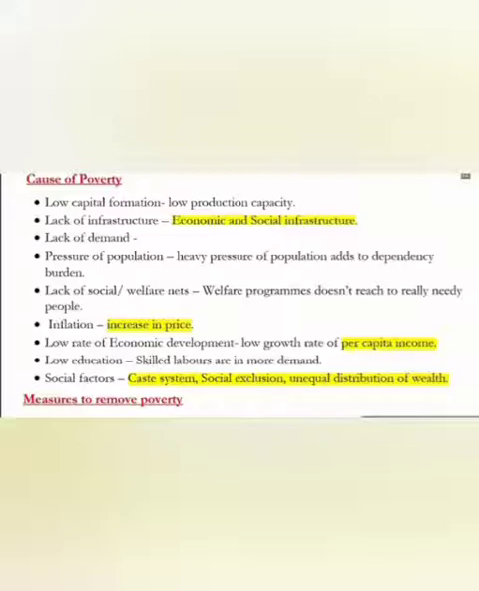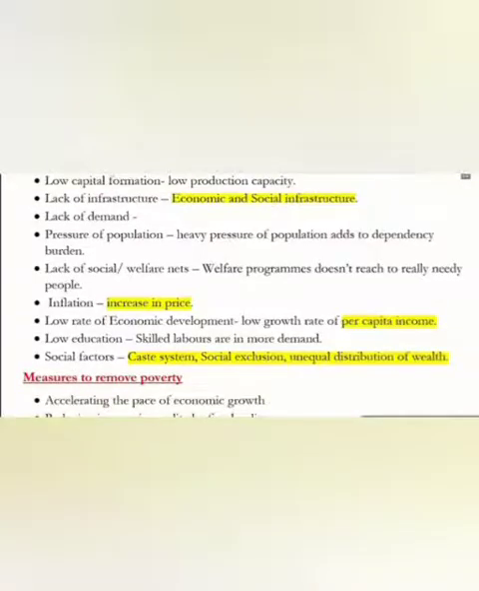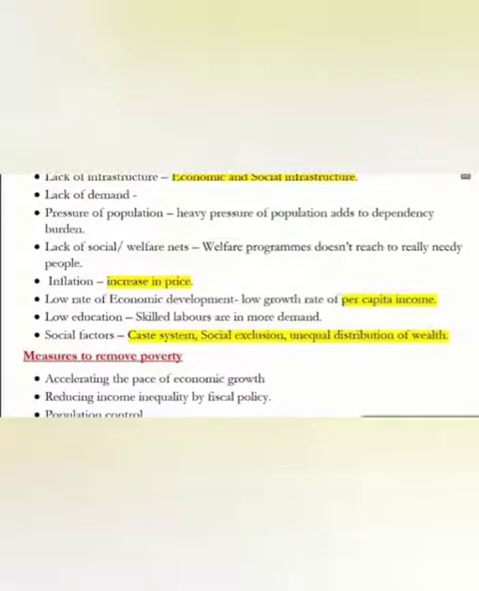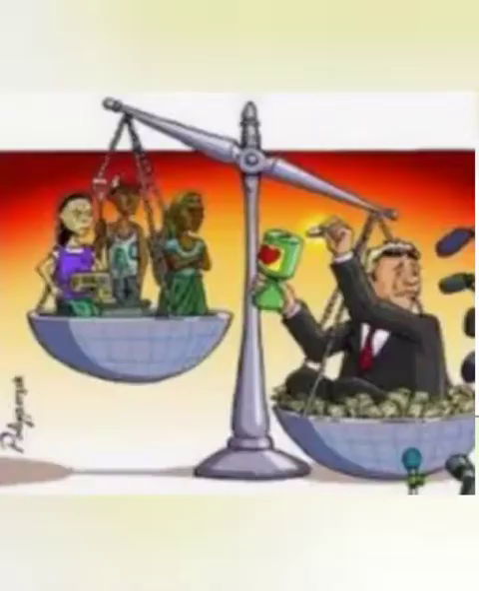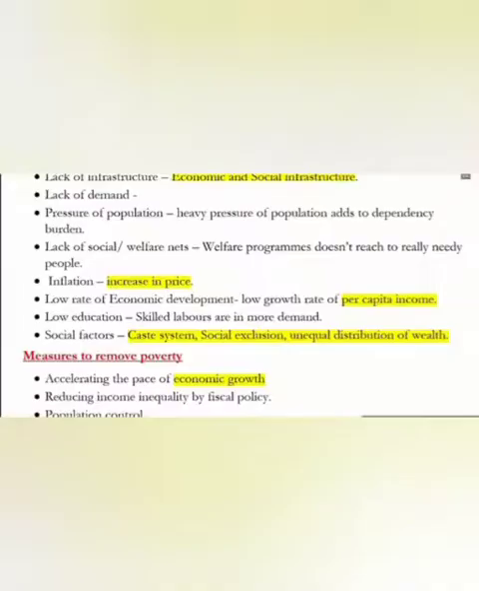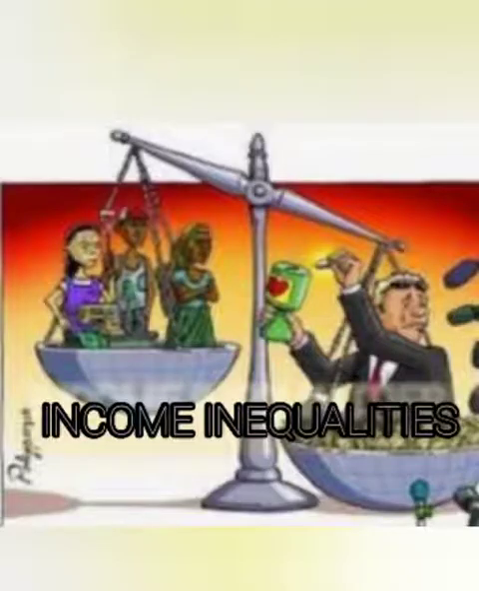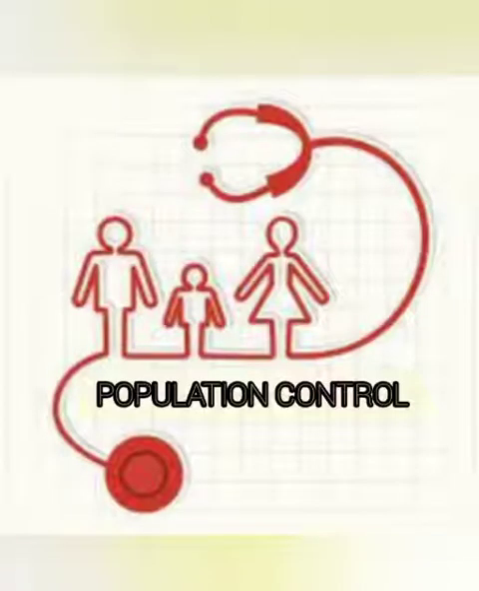Okay, children. Now, how will we remove poverty? Firstly, accelerating the pace of economic growth, reducing income inequalities by fiscal policy. Fiscal policy is made by the government to reduce income inequalities and to reduce inflation. The last measure is population control.